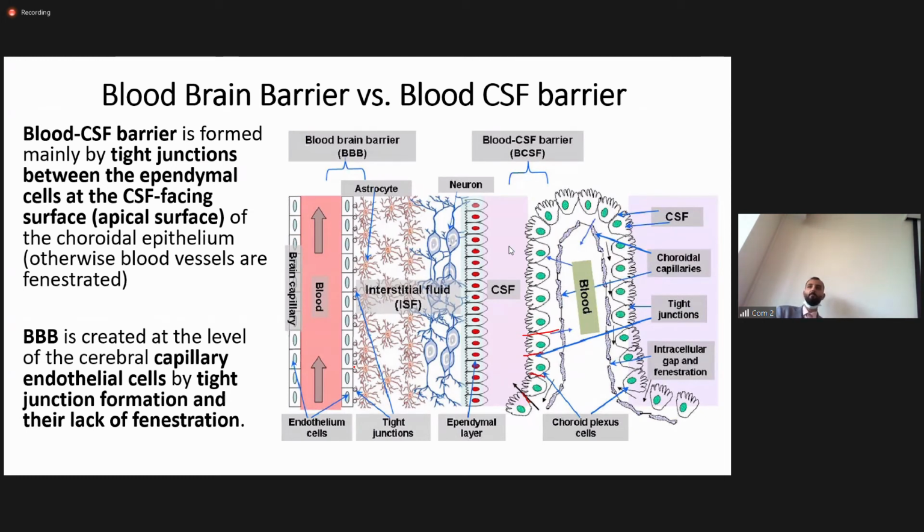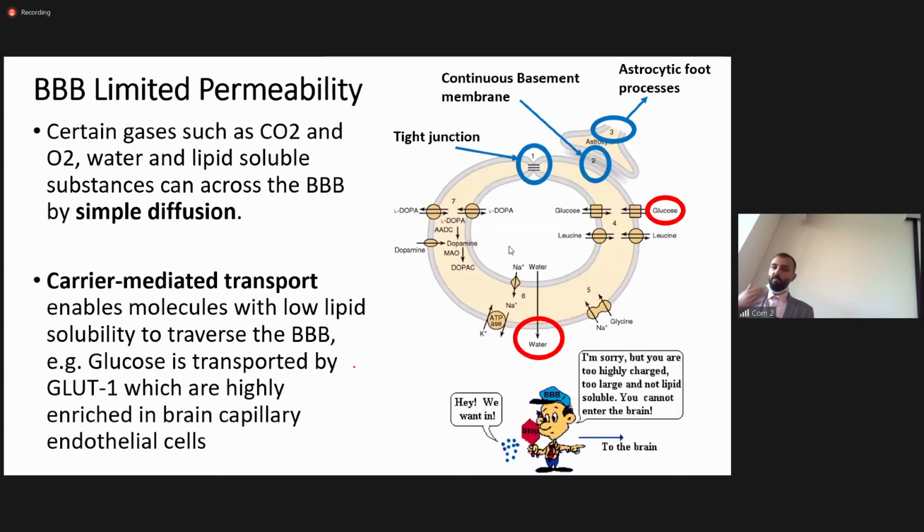Is this clear? Okay. Now, the blood-brain barrier, as I said, is formed by the tight junctions. So this is a capillary, a section. And it's formed by tight junctions, which are made up of proteins like occludin and other proteins. Also contributing to the blood-brain barrier is the basement membrane surrounding the capillaries, and also the astrocytic foot processes that are engulfing the capillaries, surrounding the basement membrane.